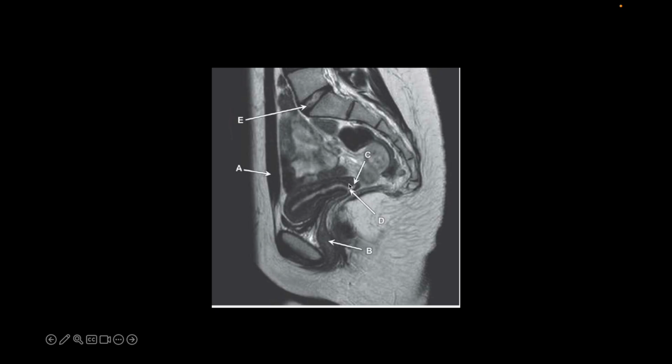D is the external os of the cervix. So external, internal will be between the cervix and then the uterus. So external os is cervix.